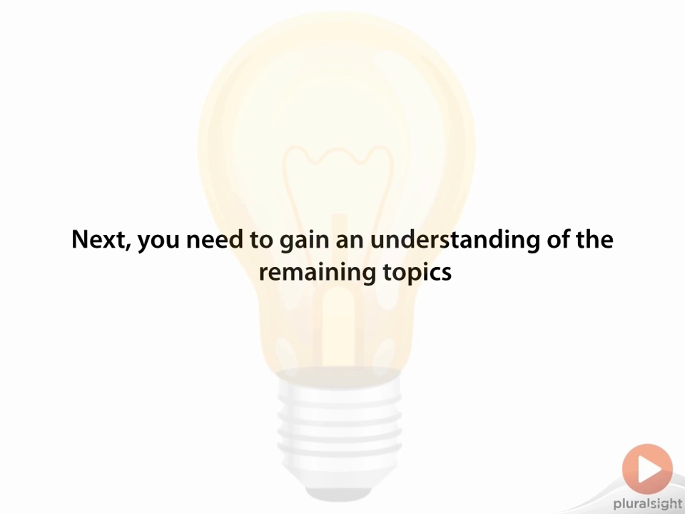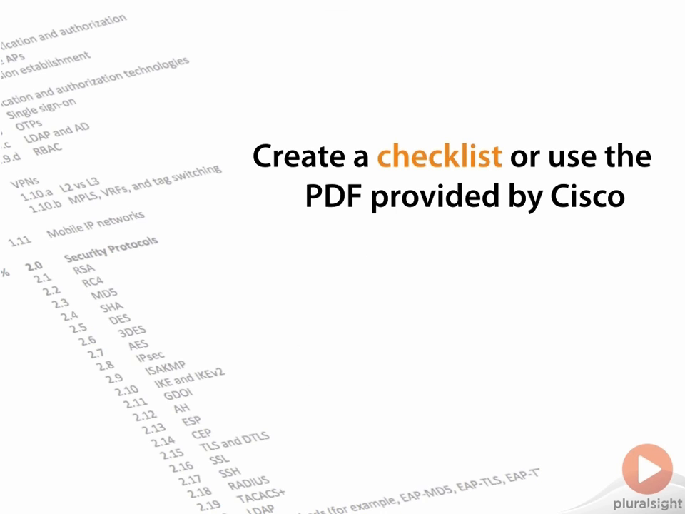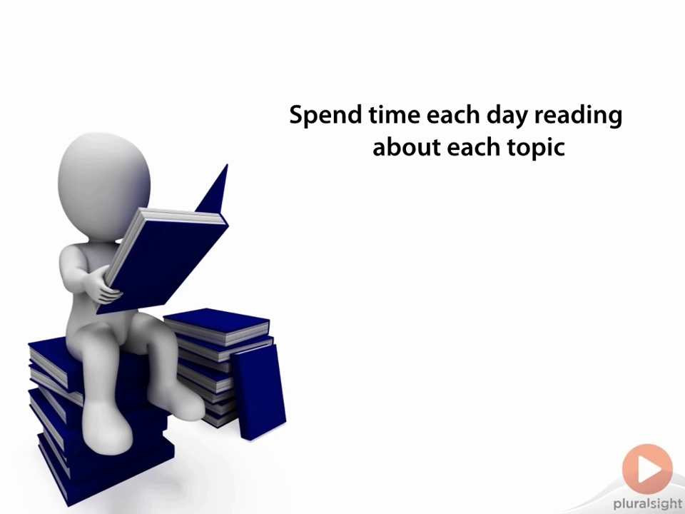Now, we do have other Pluralsight courses that are to come that'll cover these, but in the meantime, don't stop learning. For right now, create a checklist of what topics you want to cover, or use the PDF that's provided at the Learning Network there by Cisco. Spend some time every day reading about each topic that's on the exam. You want to become an expert. That's why the certification is called Cisco Certified Internetworking Expert.